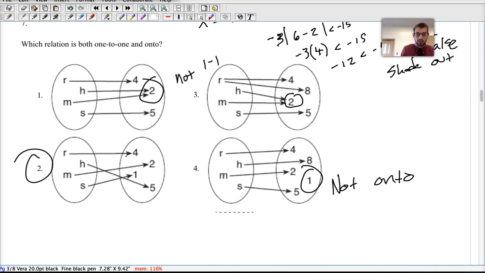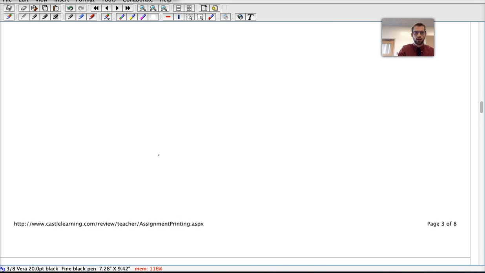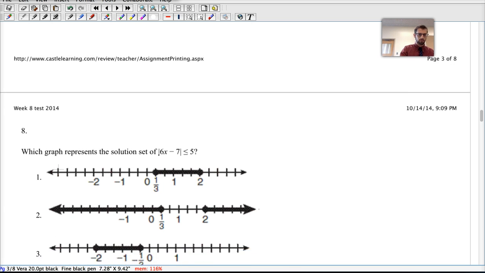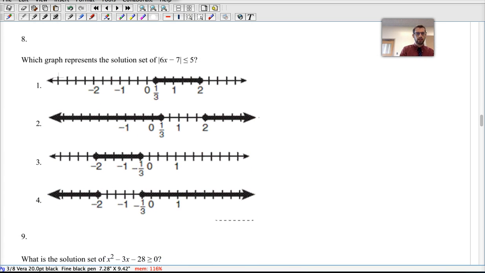Which means that answer choice 2, you can see the arrow just connects one X to one Y, one X to one Y, one X to one Y. This is 1 to 1 and onto. Alright, answer choice 8, we're doing it again.